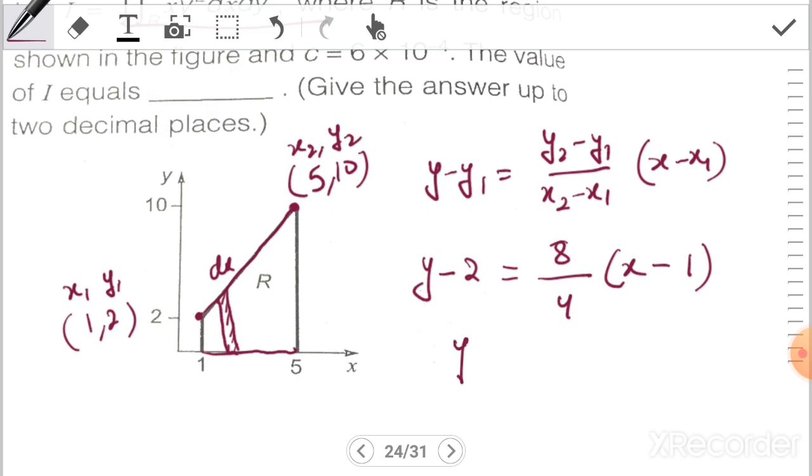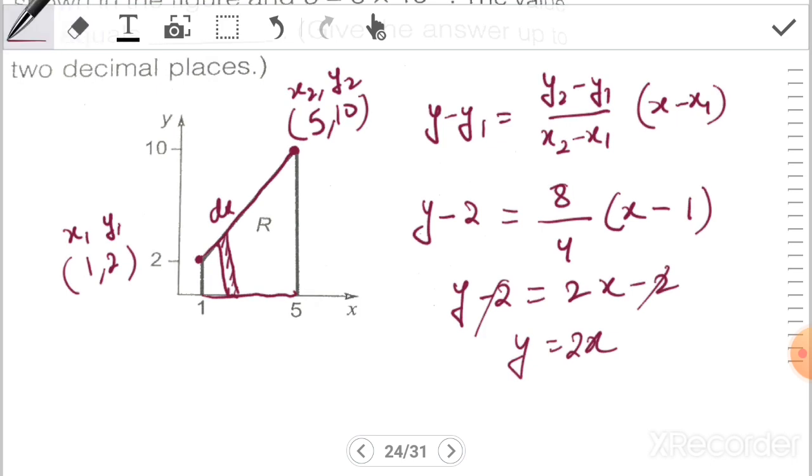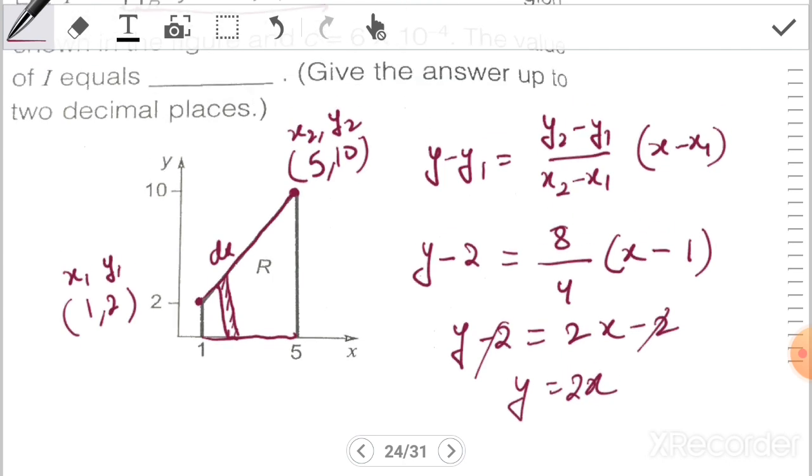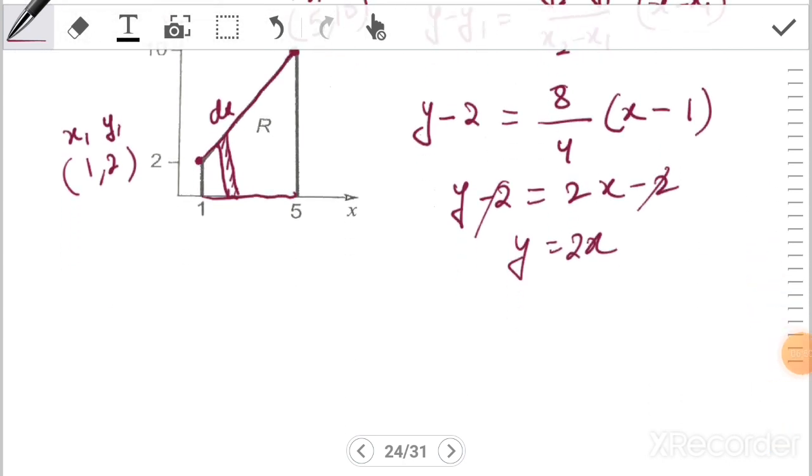So which is y minus 2 is equal to 2 times (x minus 1), so y is equal to 2x. So this line is y is equal to 2x. So now we can write this as the double integral of xy square dy dx.